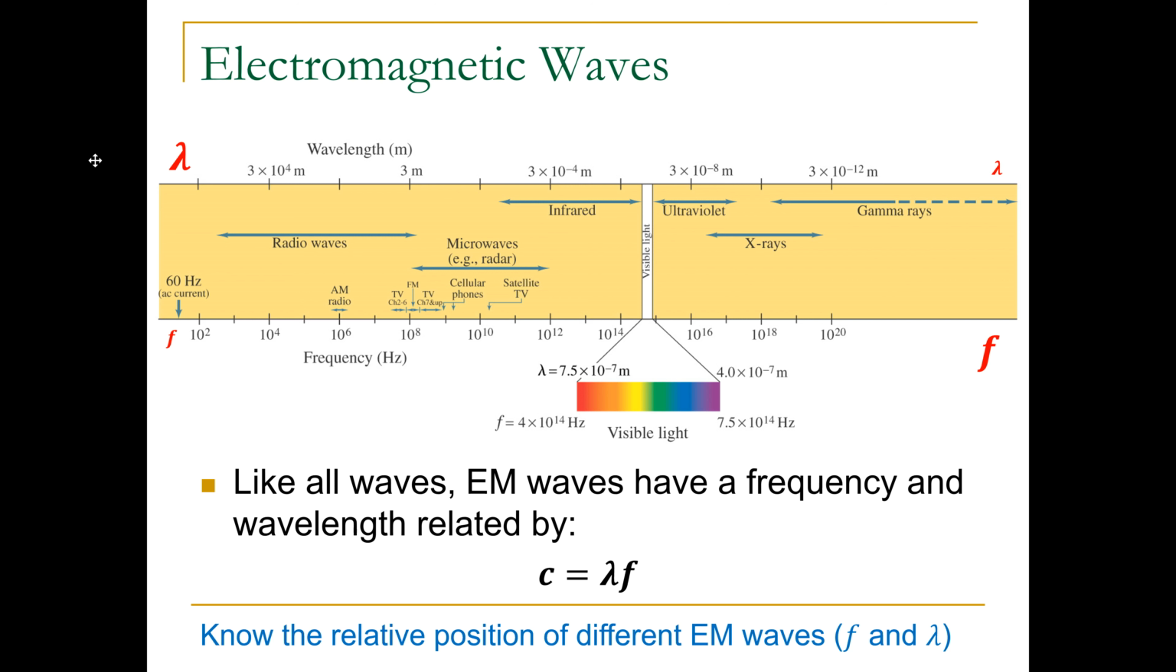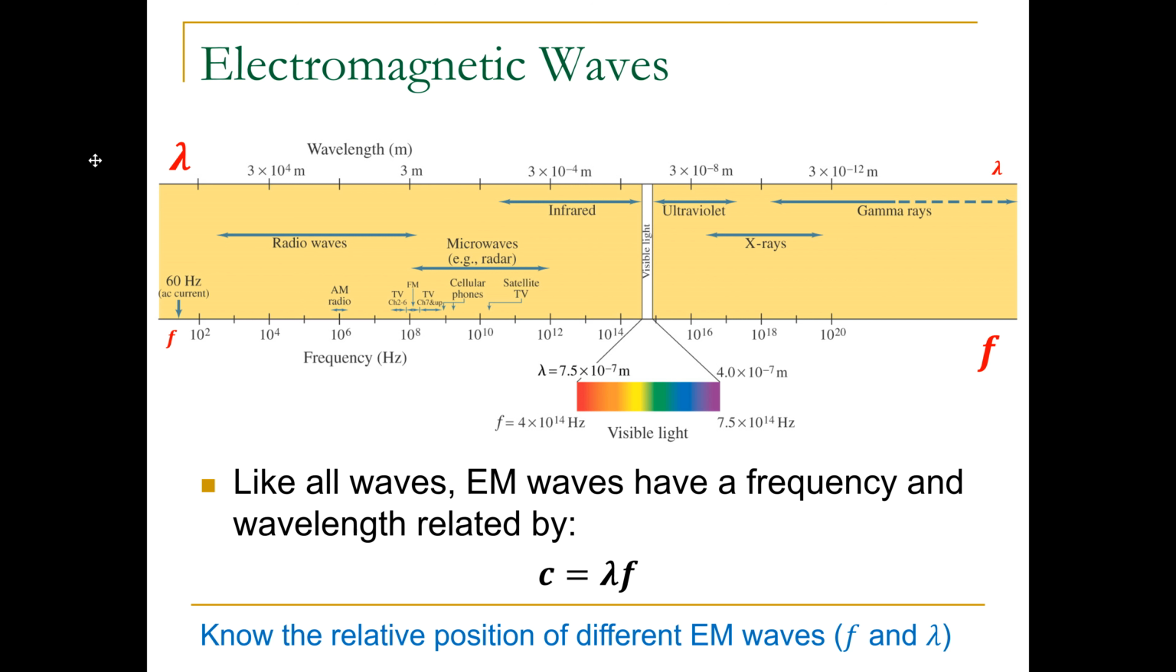So again, all of these are EM waves. They all have that same constant speed in a vacuum, that 3 × 10⁸ meters per second, which is written as a lowercase c. So our wave equation, v equals lambda f, becomes c equals lambda f, as long as it's in a vacuum or air.